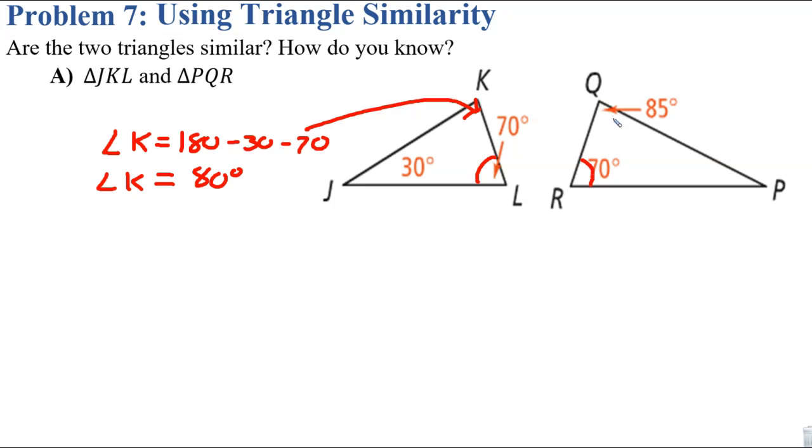Now the issue here is that Q is not 80 degrees, Q is 85. Now I could do the same thing and find angle P. I could say that angle P is equal to 180 minus 70 minus 85. That's going to give me 25 degrees. Okay, not the same as this 30. So what I see here is that the angles aren't congruent. All right, therefore these triangles aren't similar. Okay, if the angles were congruent, we could say the triangles are similar by angle-angle, but since it didn't work, we'll say no.